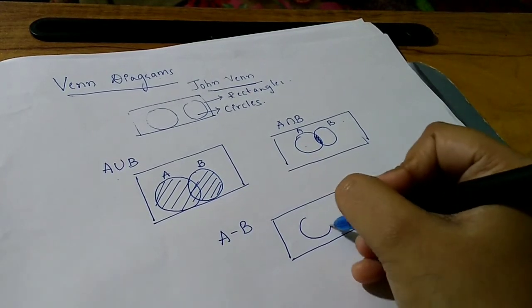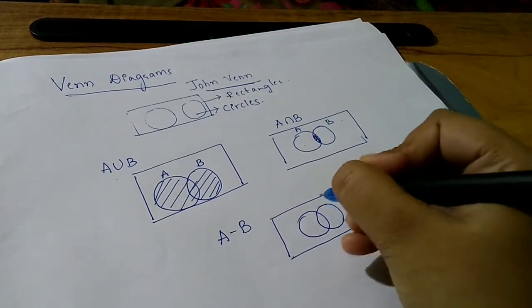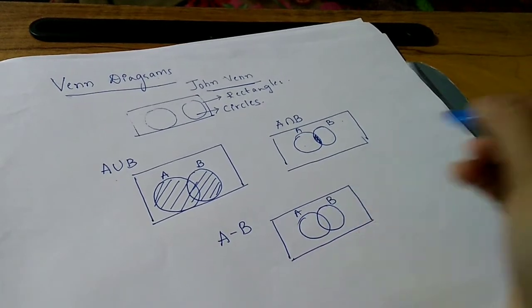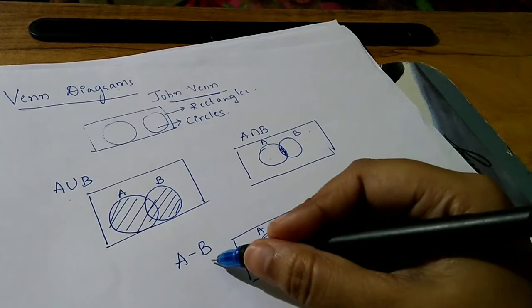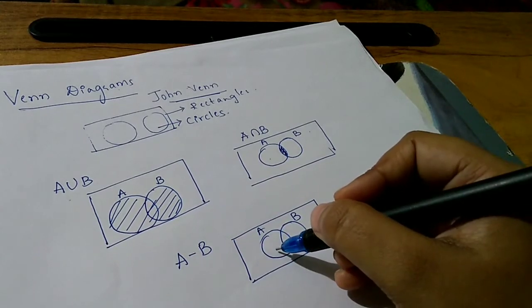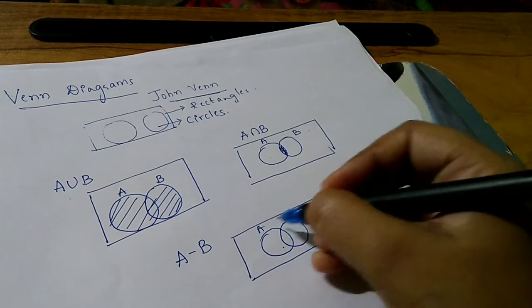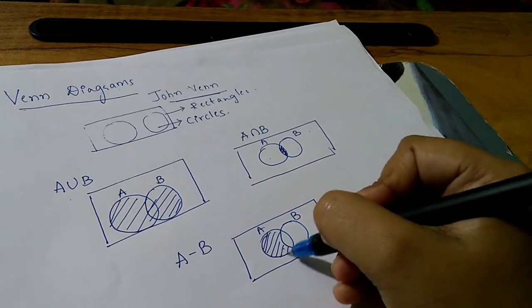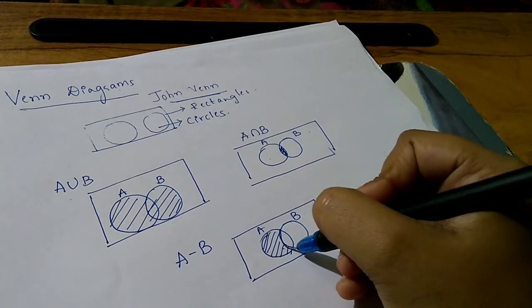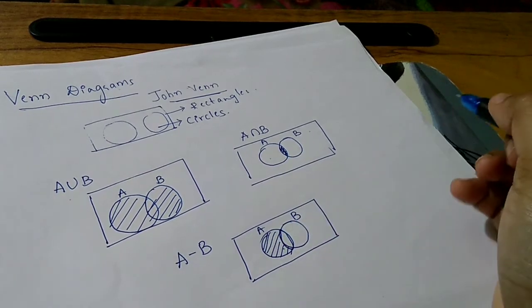So this will be your A and this will be your B. The set of elements which are there in A but not in B. A minus B means what? Elements which are there in A but not in B. So you have to shade only A. Even the intersection part you should not shade. Only the A part you have to shade.